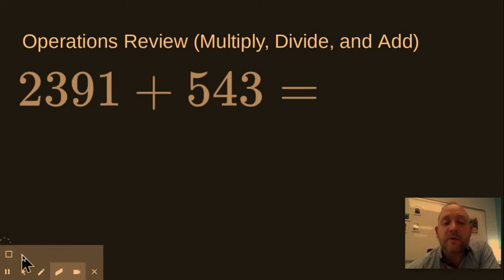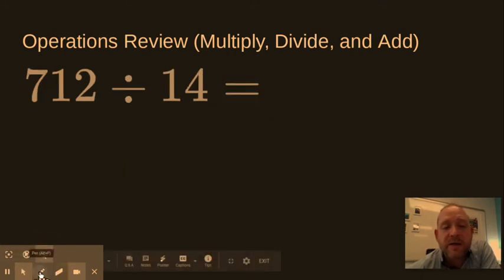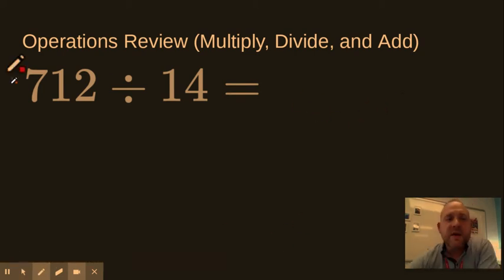One last review problem. This one's probably going to be the hardest one we have today, but I know you can do it because we've been doing this for the last week or so. So I've got 712 divided by 14. 712 divided by 14. Go ahead and pause this video. Take a chance, do it yourself, and then we'll walk through it together when we are done.